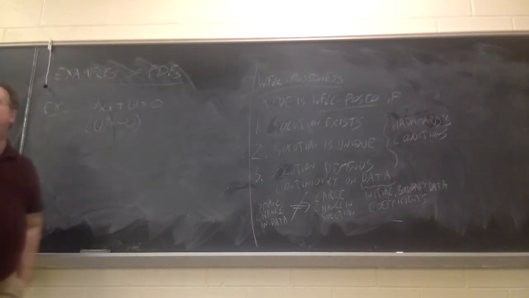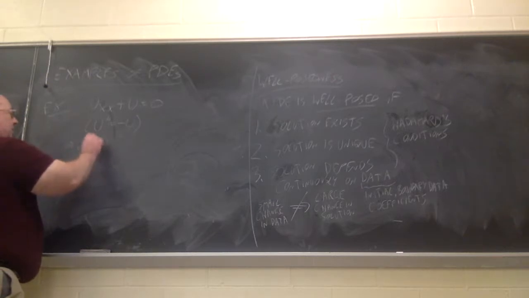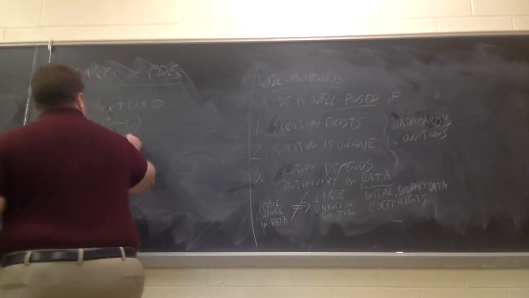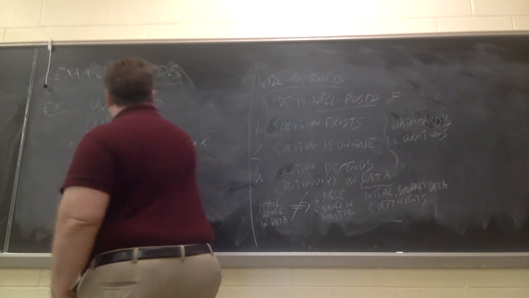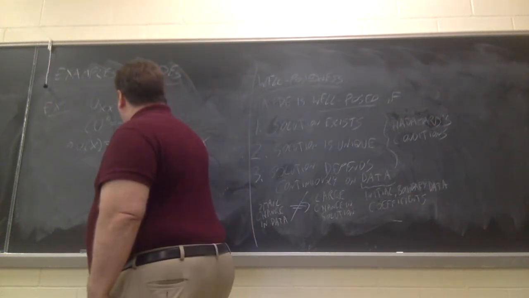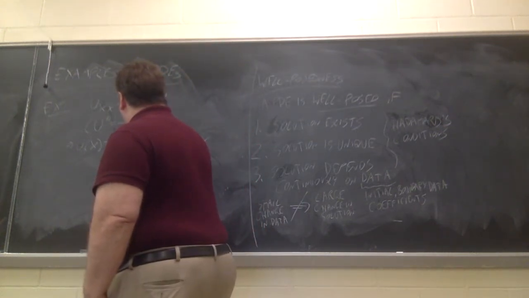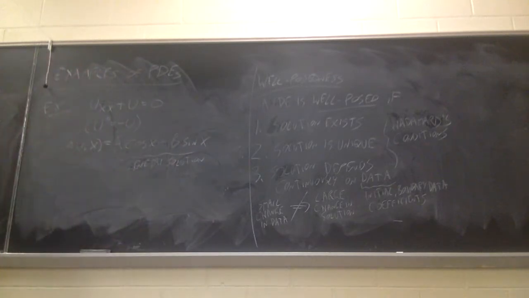Sine over cosine. So in fact, I can say u of x is equal to some constant times cosine plus another constant times sine. So for any choice of a and b, this is a solution. So we can call this a general solution. Now it's not unique, certainly, because we can pick any a and b.